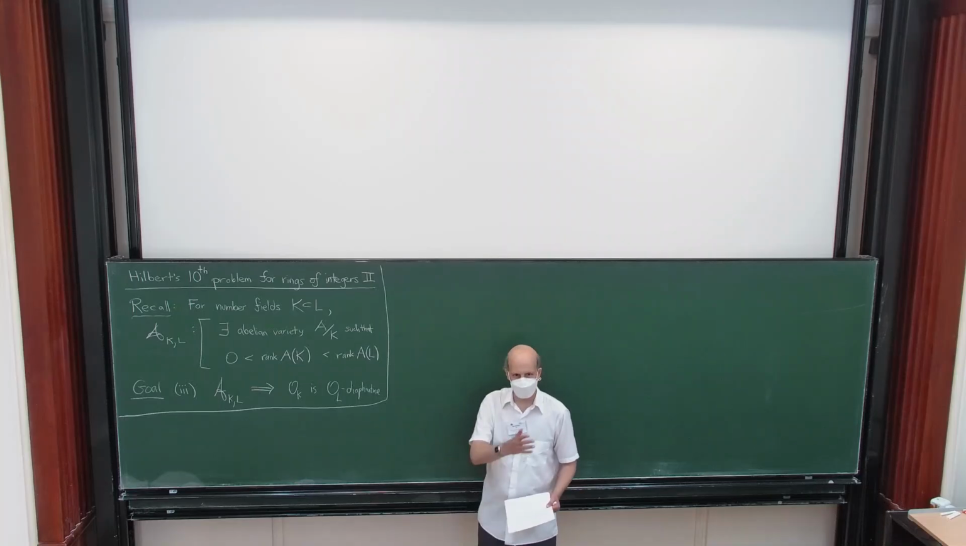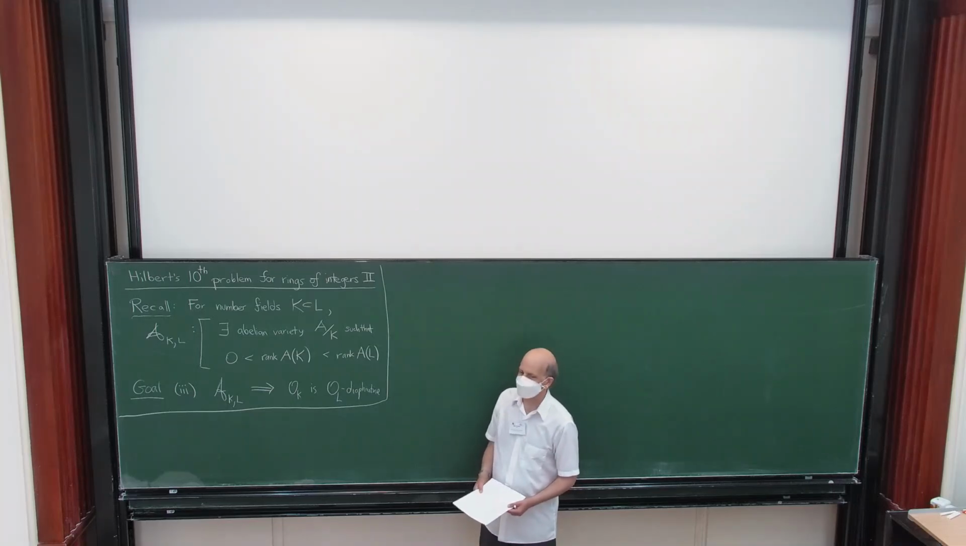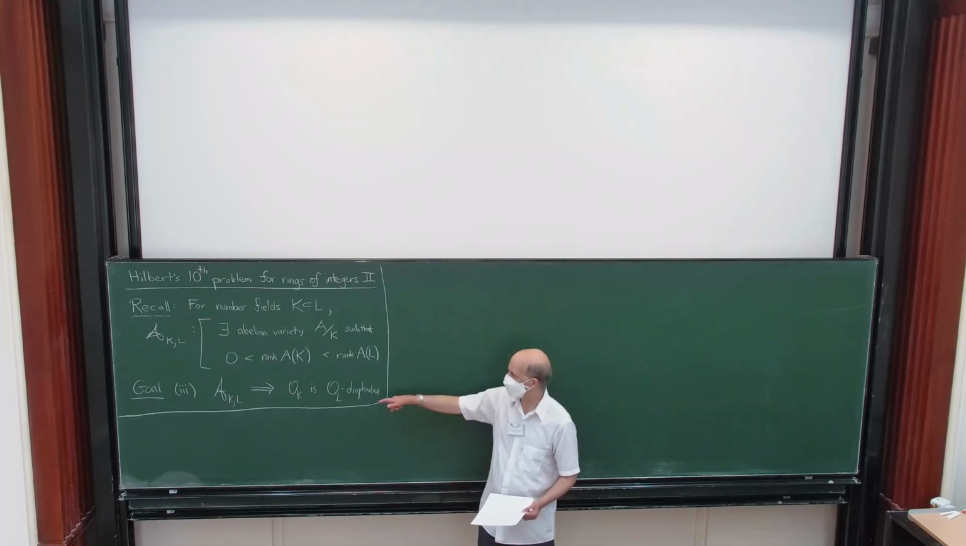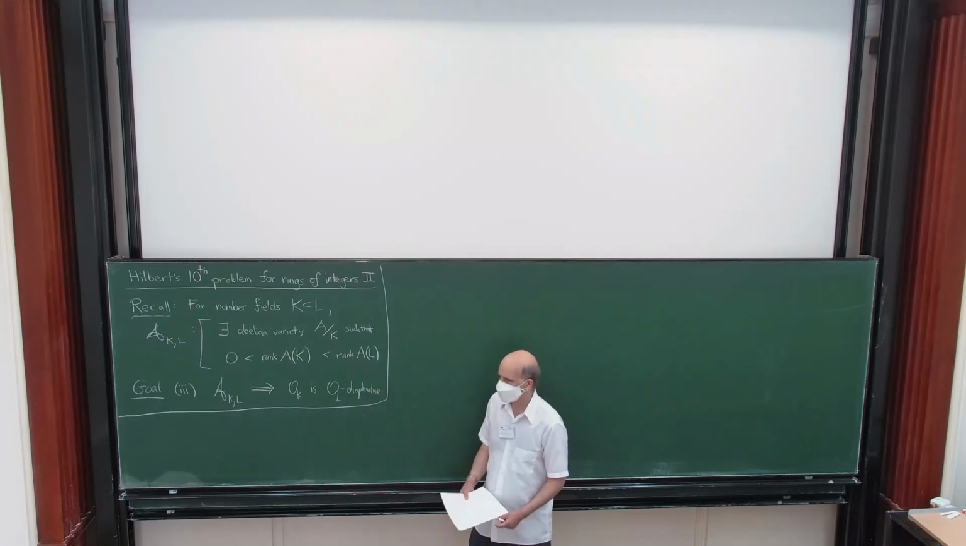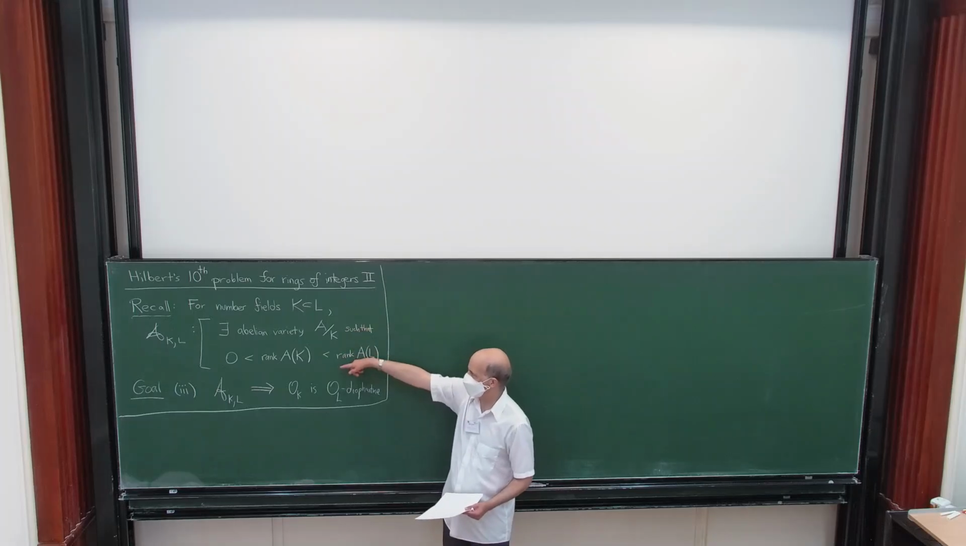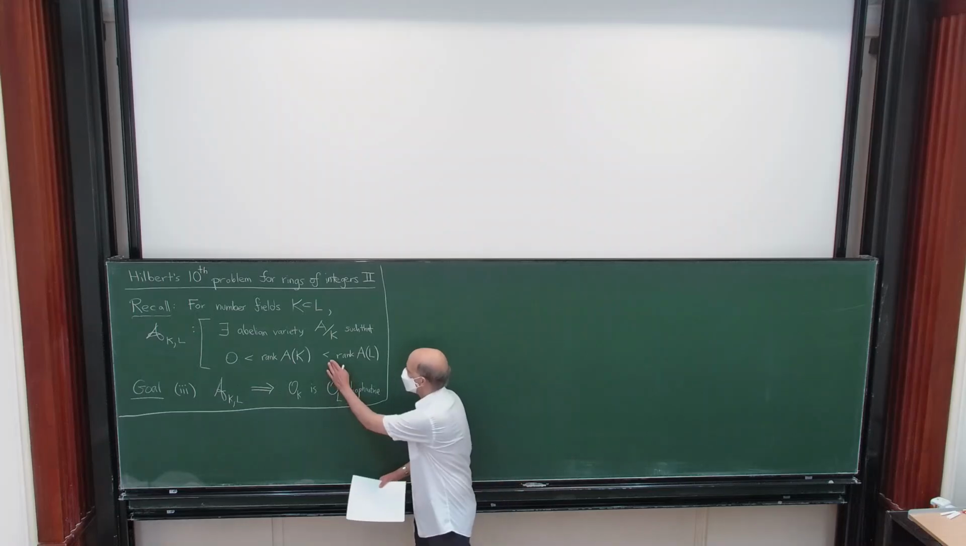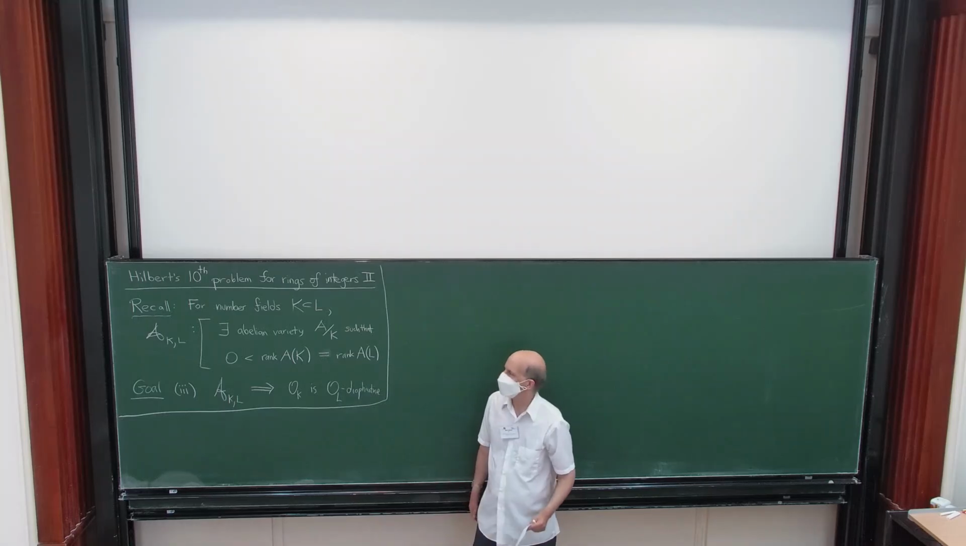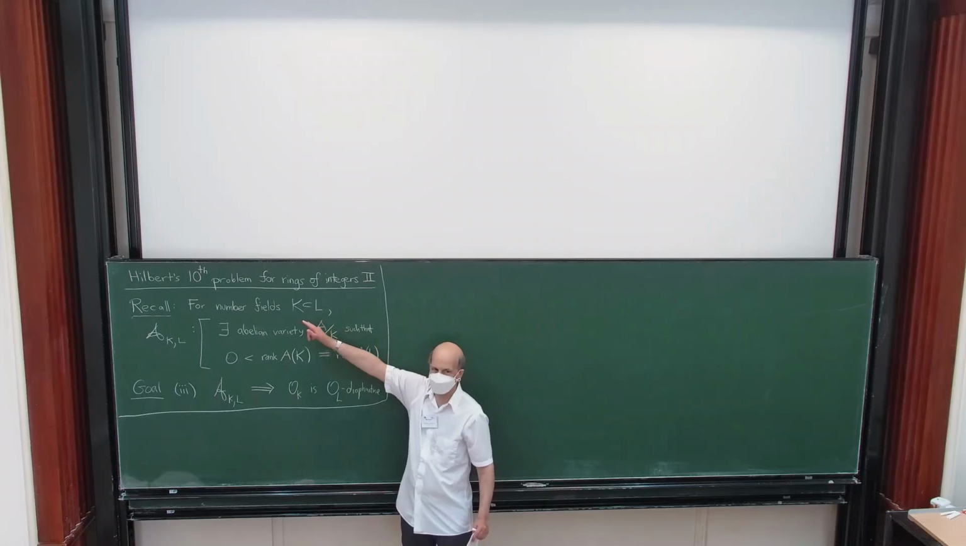So let me recall what the plan was. Last time I outlined a 4-step proof that Hilbert's tenth problem for the ring of integers in any number field is undecidable. I explained some of those parts, and today I'm going to explain the third step, which involves this condition. So it's a condition on a pair of number fields, one inside the other.